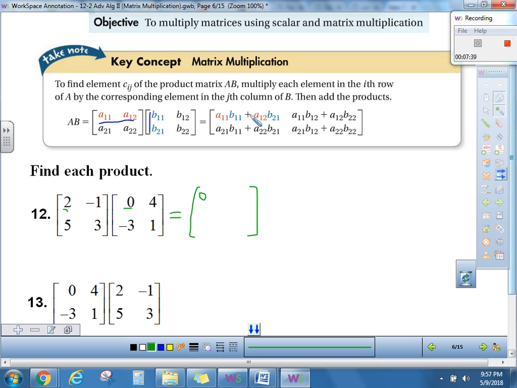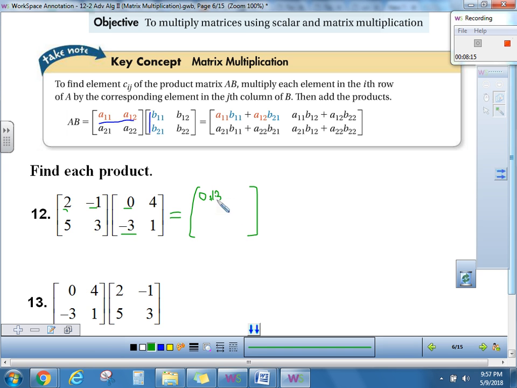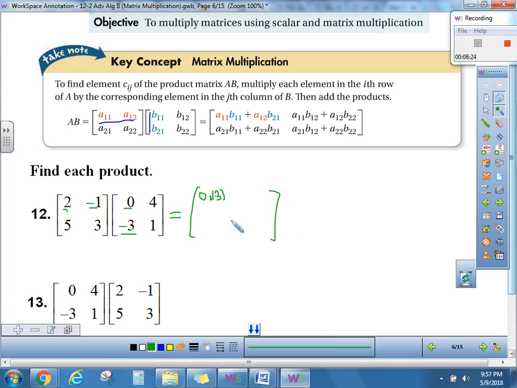Okay, and then we're going to add the second column, first row of A, to the first column, second row of B. So I'm going to add negative 1 times 4, or, oops, not negative 1 times 4, sorry. What am I doing? Negative 1 times negative 3, there we go, which is 3. So we're adding 3 here. Okay, the next one, we're going to keep moving forward like this.